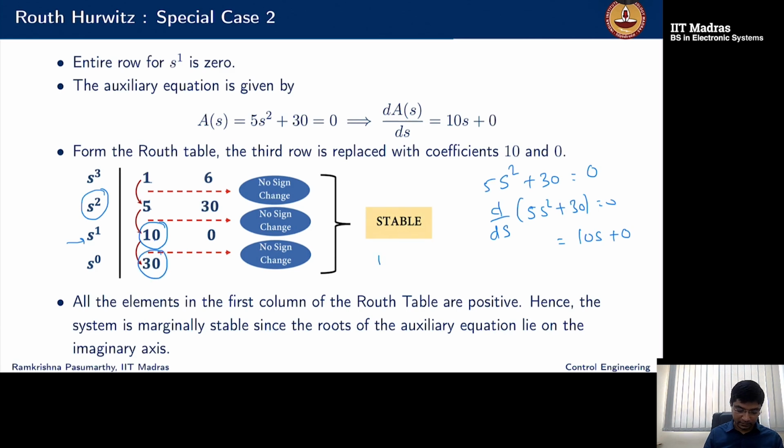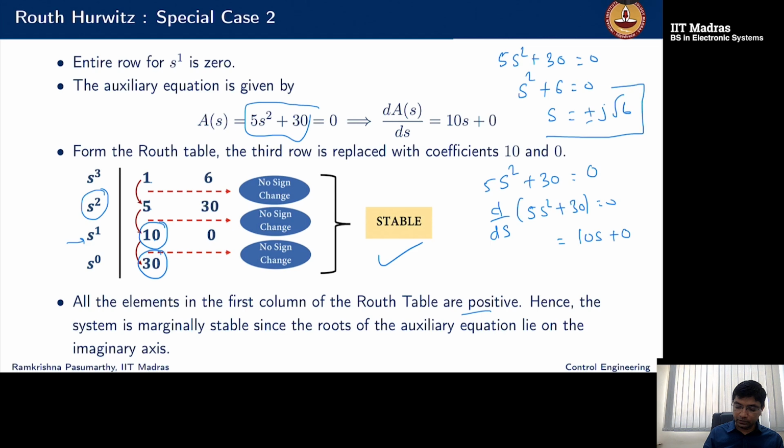No sign change. System is stable because all the elements in the first column are positive. There is no sign change. Hence, the system is stable. Not only that, if I just solve 5s square plus 30 equal to 0, it will give me s square plus 6 equal to 0, or s equal to plus minus j root 6. Now of course, because of these roots, the system is not asymptotically stable, but it's only marginally stable.